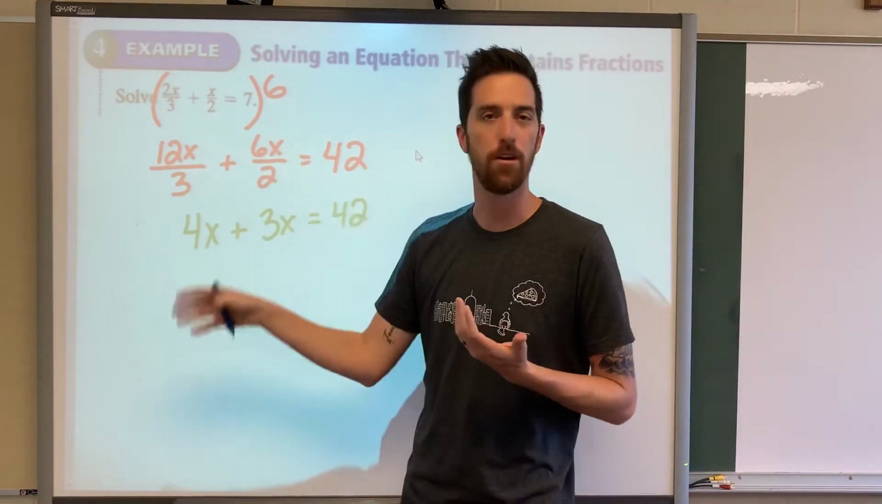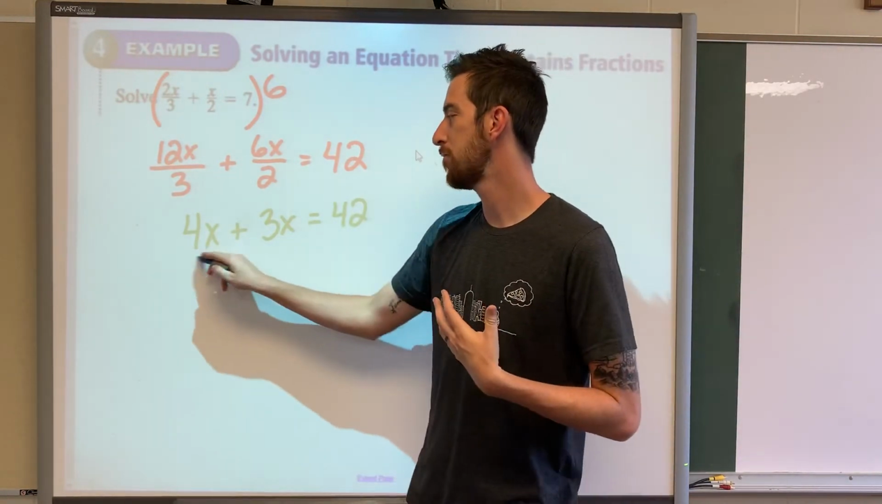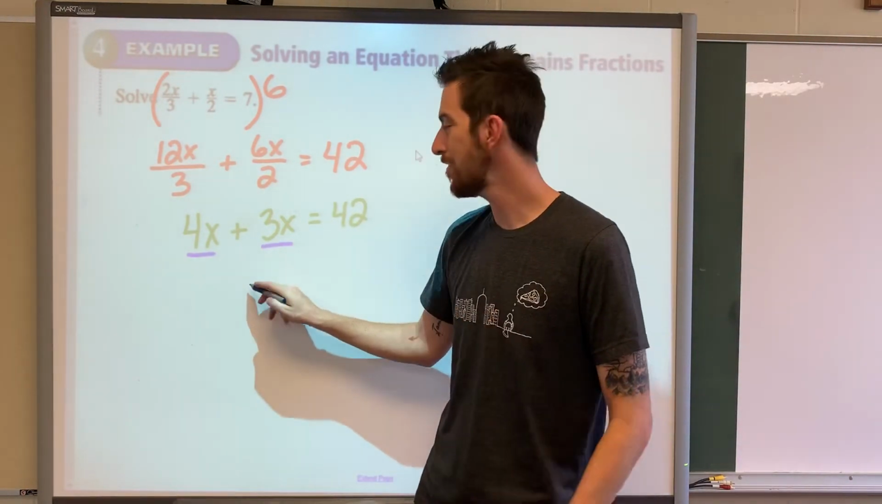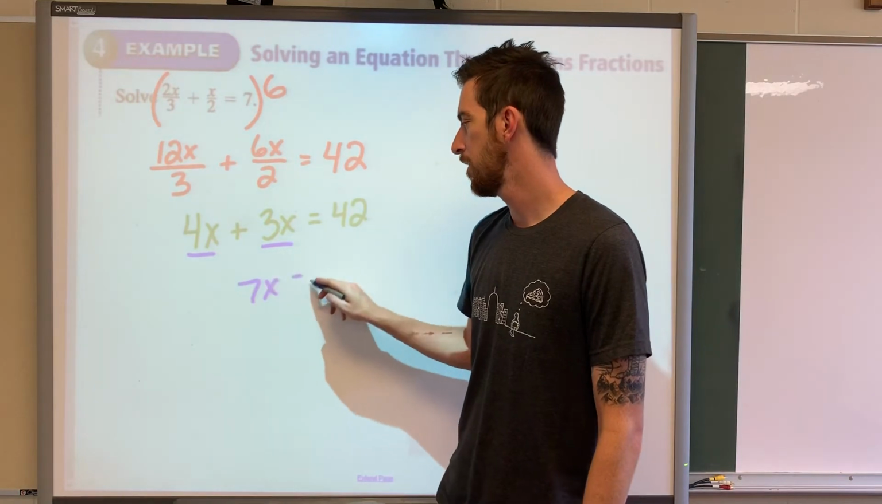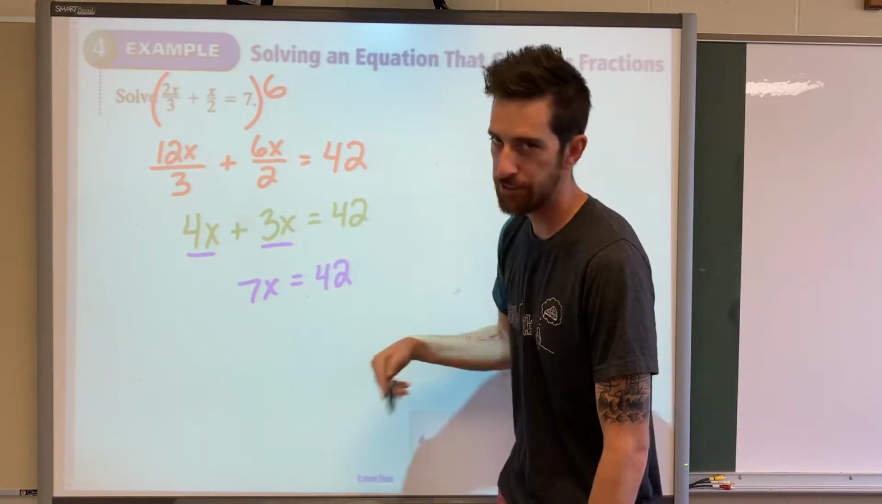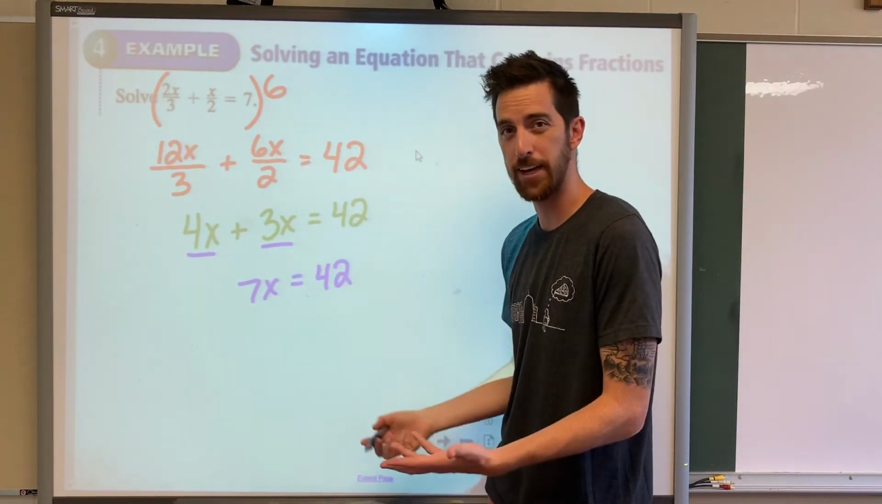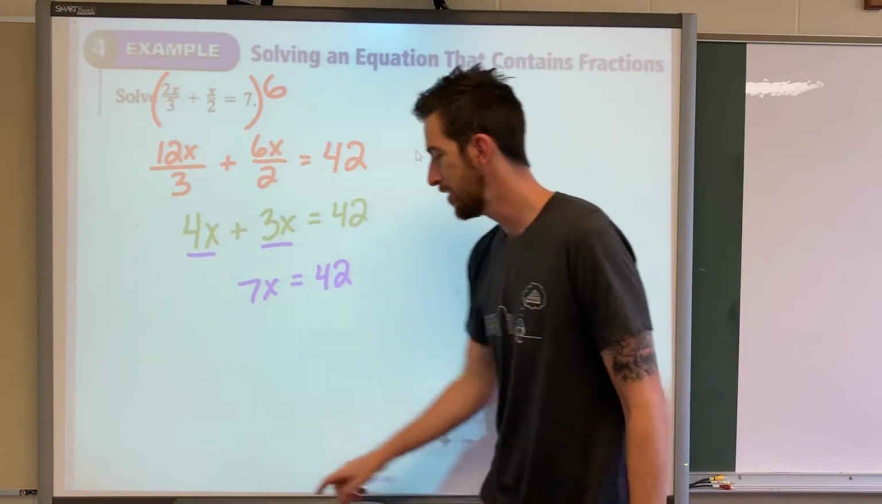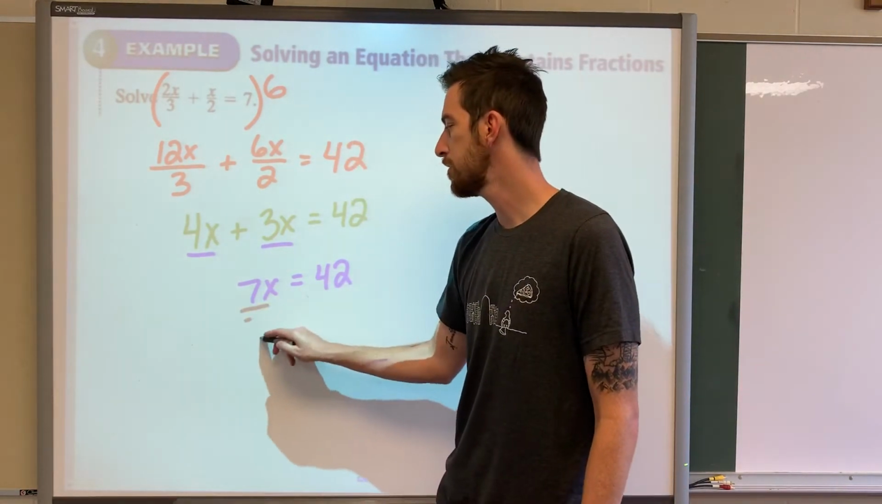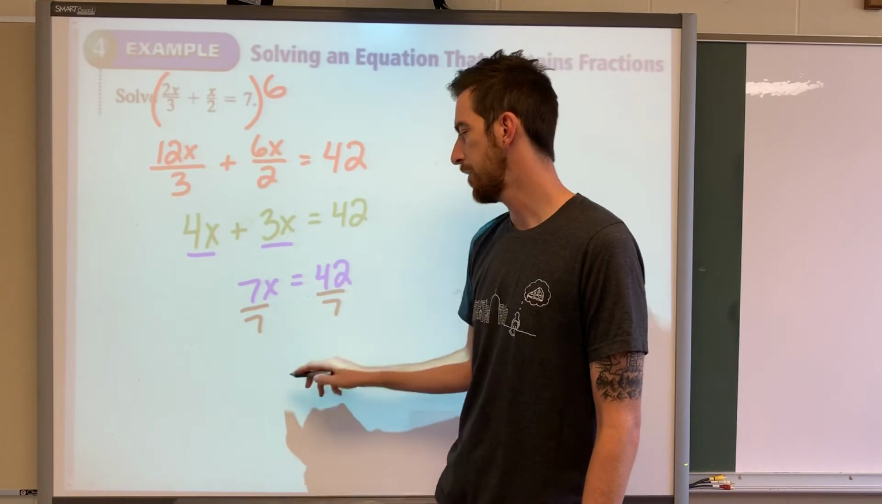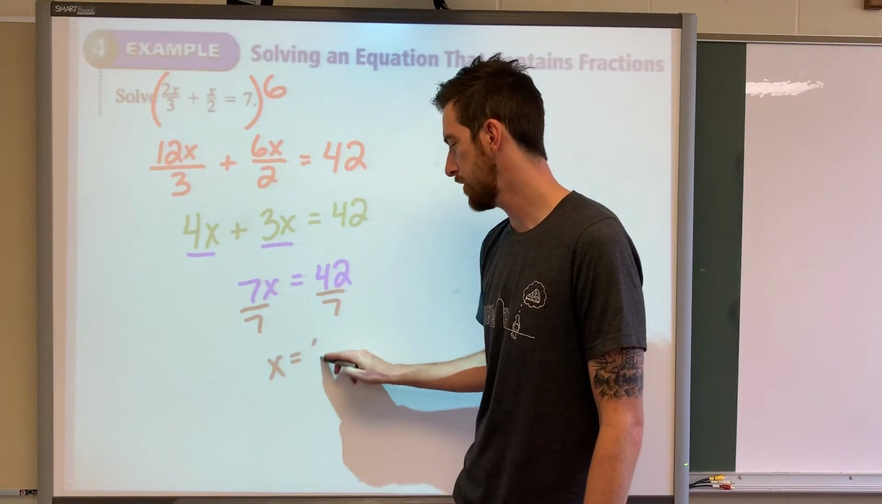Anything to distribute? No. Any like terms? Yes. 4x plus 3x is 7x. And you can see that this is the last step. 7x, 7 times x. So we divide both sides by 7. And we get x equals 6.